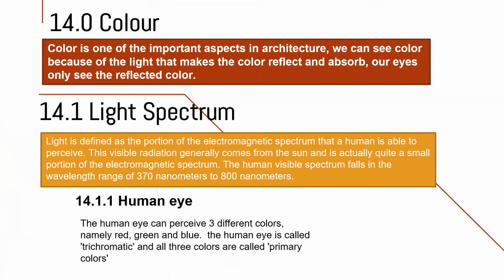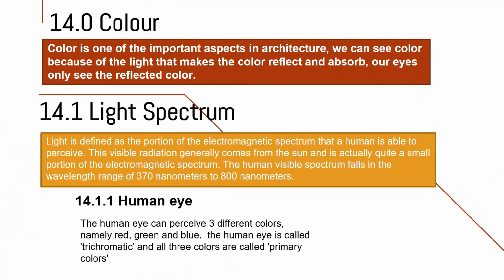Color. Color is one of the important aspects in architecture. We can see color because of the light that makes the color reflect and absorb. Our eyes only see the reflected color.